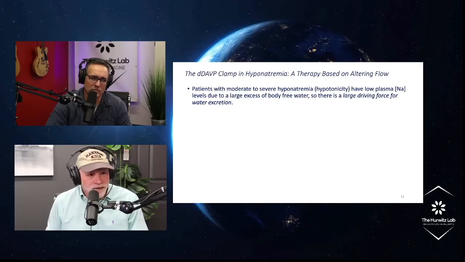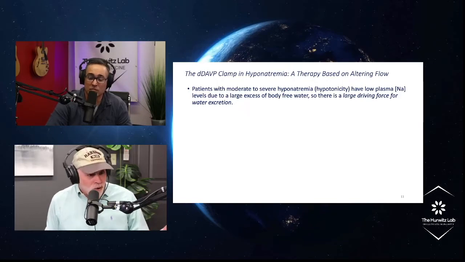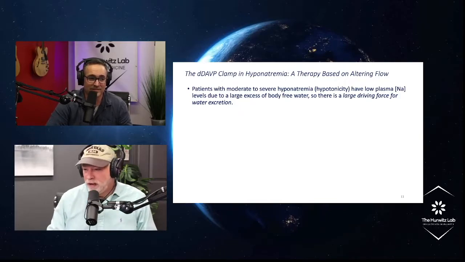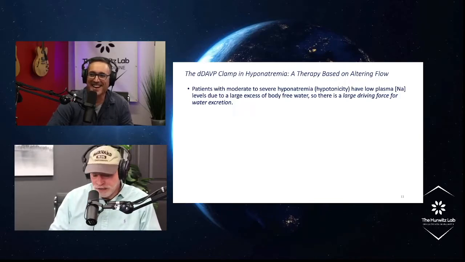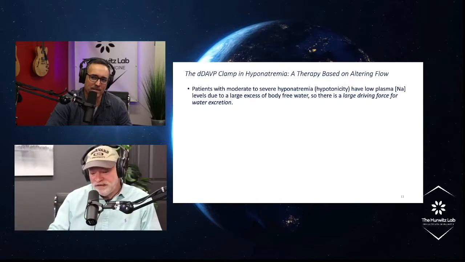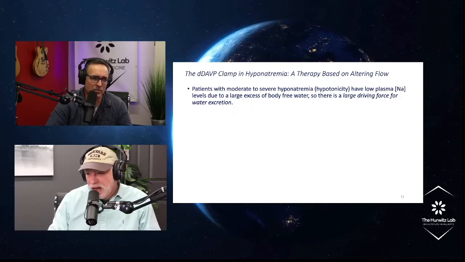And now most of us will manage to avoid overcorrection of hyponatremia. We use what's called the DDAVP clamp, basically turning the patient into a beaker. And here's how that works. I just did that this week. I'm sure you did. They turned themselves into a beaker. Right, but the question is, we do it, but do we think about what we're fundamentally doing? So patients with moderate to severe hyponatremia have a low plasma sodium concentration by definition, and they have this large excess of body free water.